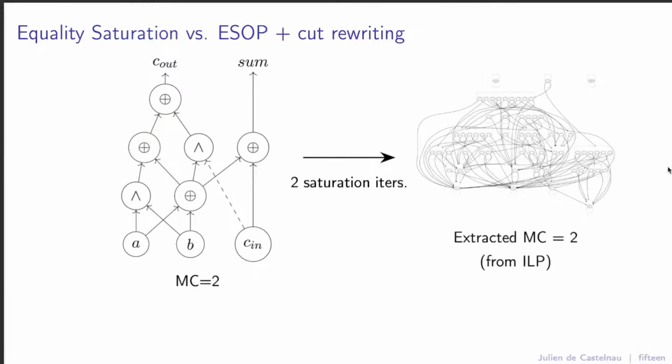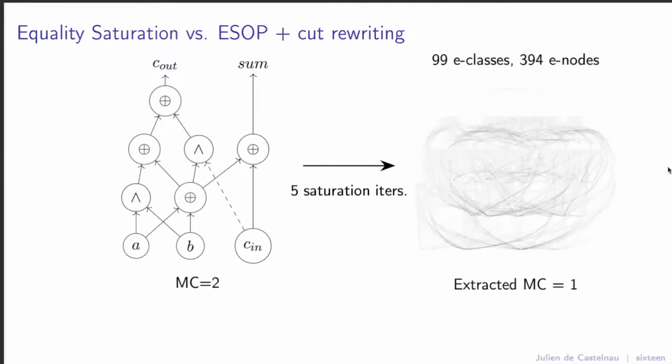After just 2 iterations of saturation in egg, the size of the EGRAPH has already grown considerably. And despite that, we still observe an extracted MC of only 2. It's worth noting here that we're actually using ILP because the circuit is small enough. So in other words, the MC of 2 is the best implementation present in this EGRAPH. It takes until 5 iterations until we get the optimal MC of 1 from the EGRAPH. At this point, the EGRAPH has exploded to contain 99 E-classes and 394 E-nodes.